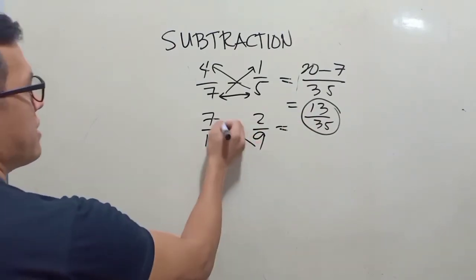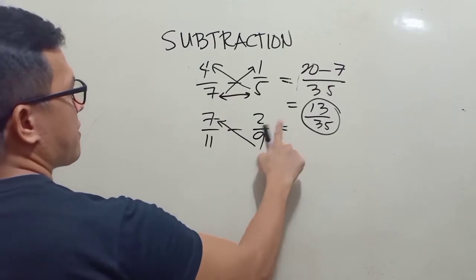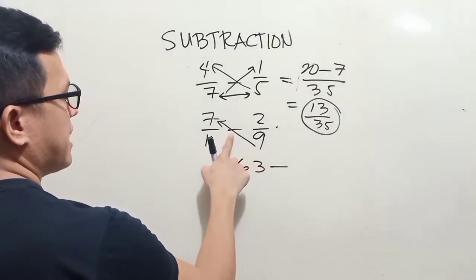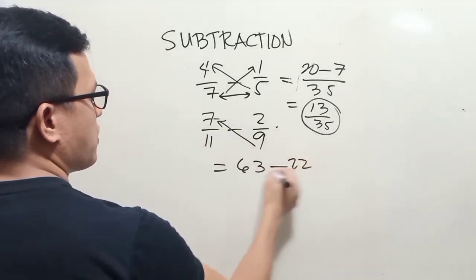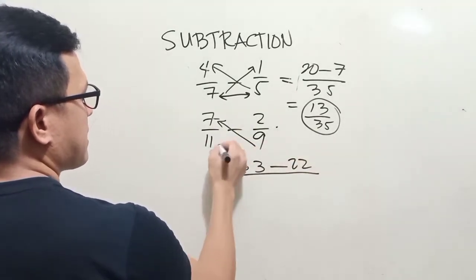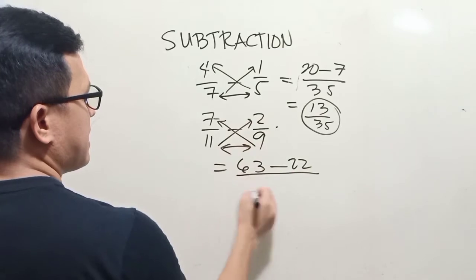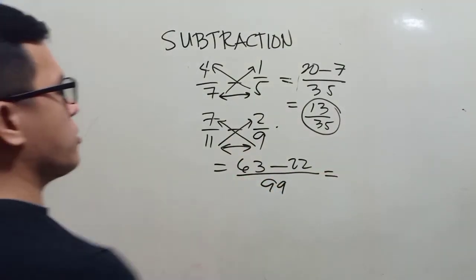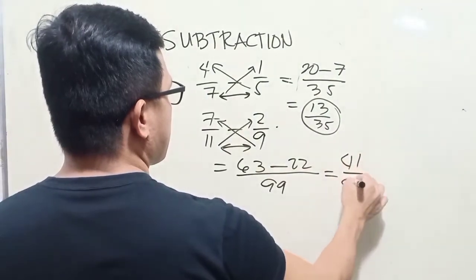Next one, here, 9 times 7, that is 63, right? So this one is 63, minus, because it's minus sign. 11 times 2, that is 22, okay? And 11, like that. And then 11 times 9, that is 99, okay? So there we go. 63 minus 22, that is 41 over 99.